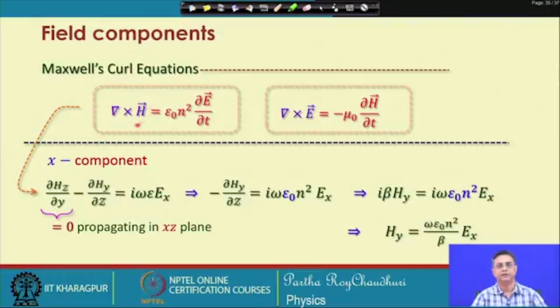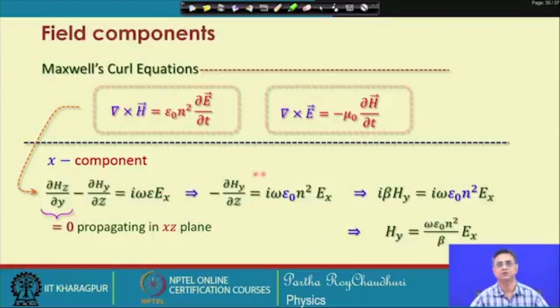So, if I concentrate on this del cross H and look at the x component, y component and z component of this equation, then it should give us how they are related. If you take the x component of this curl equation, we can write del H z by del y minus del H y by del z equal to this, but since there is no y dependence of the wave for a one-dimensional structure, we have this equal to 0, that is, the wave is propagating along the x z plane.